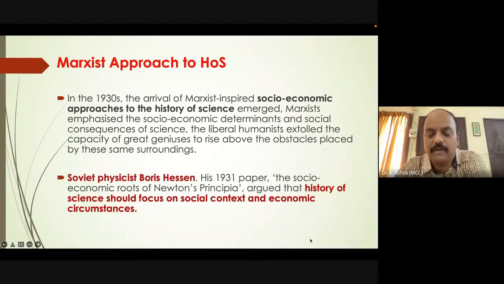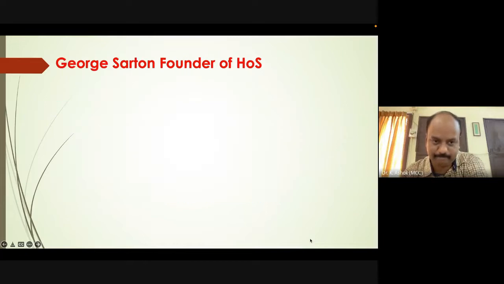One of the popular proponents of this approach was the Soviet physicist Boris Hessen. In his paper written in 1931, The Socio-Economic Roots of Newton's Principia, he argued that the history of science should focus on the social context and economic circumstances. So this Marxist approach to the history of science stressed the social context and the economic circumstances.